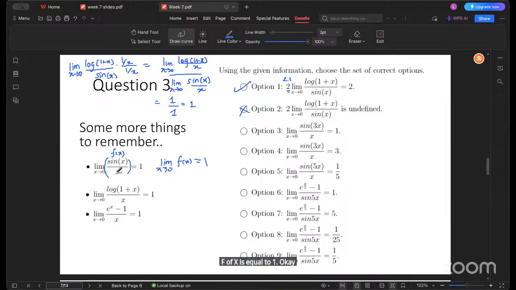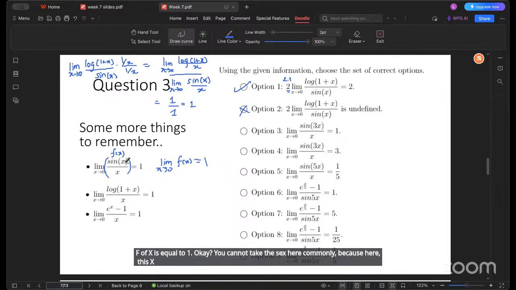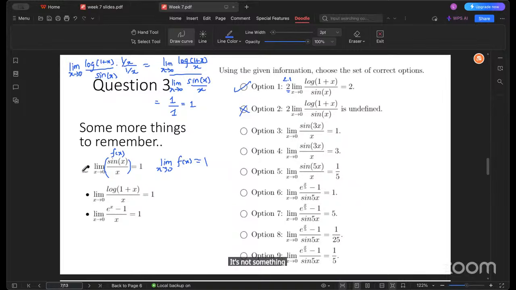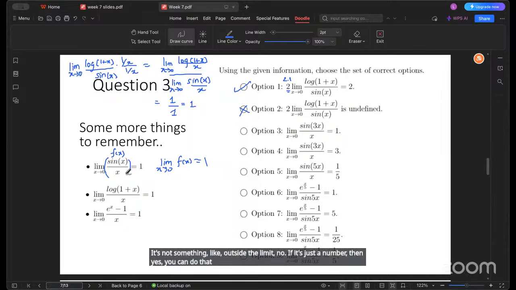Okay, you cannot take this x out here commonly, because this x is within the limit. It's not something outside the limit. If it's just a number, then yes, you can do that. But here it's x.